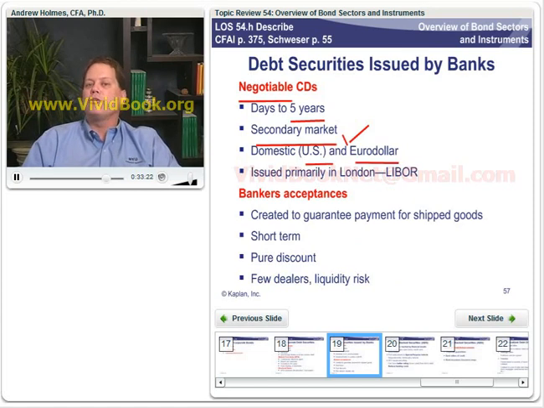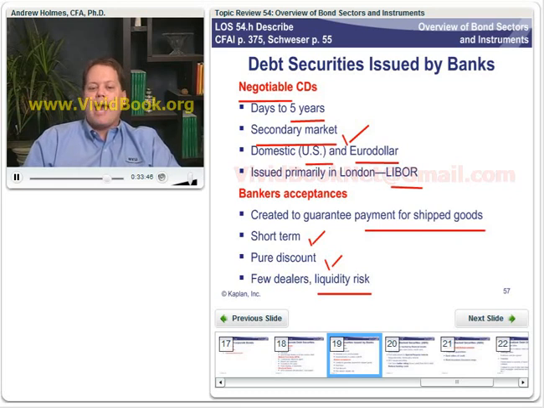A banker's acceptance is just something that's created to guarantee payment for goods that have already been shipped. So essentially, you'll have this invoice. The banker will stamp it accepted. That's when it becomes a banker's acceptance, and then it can be sold as a pure discount short-term note. There is a big liquidity issue here because there is very little ability to get out of that once you get into that security.